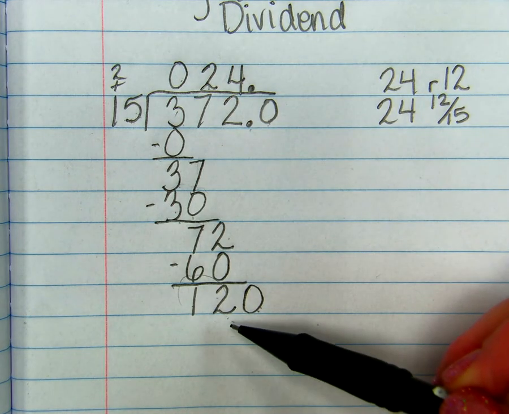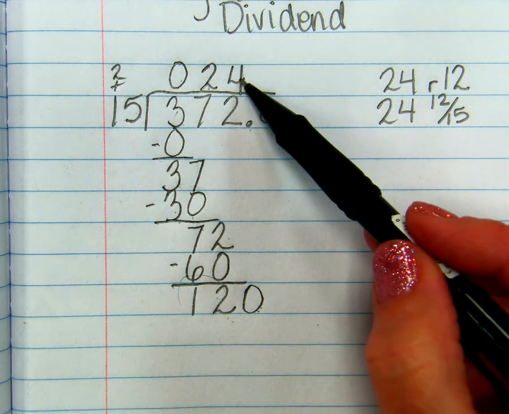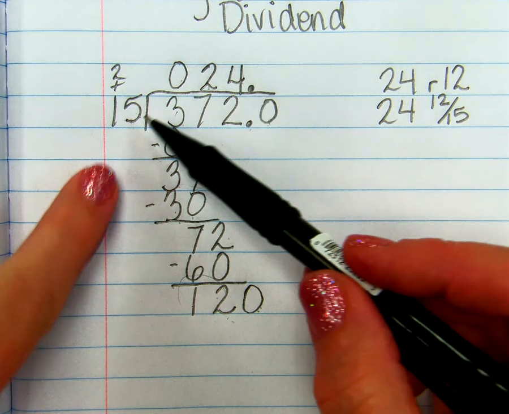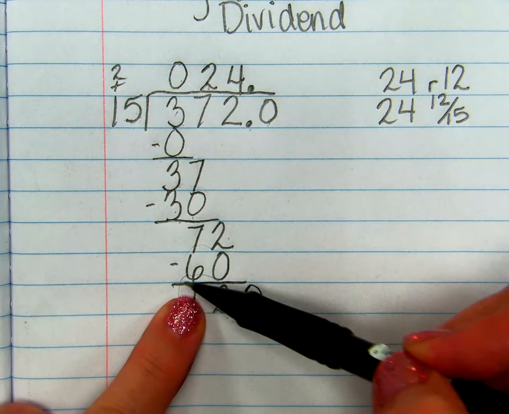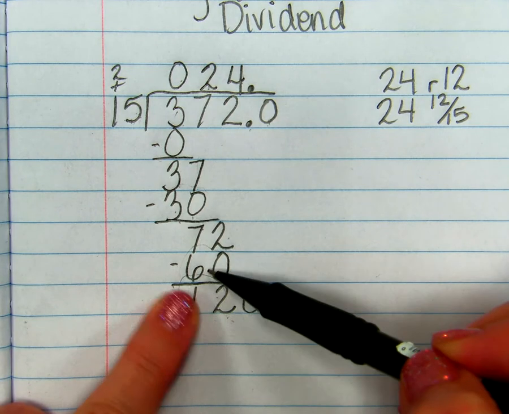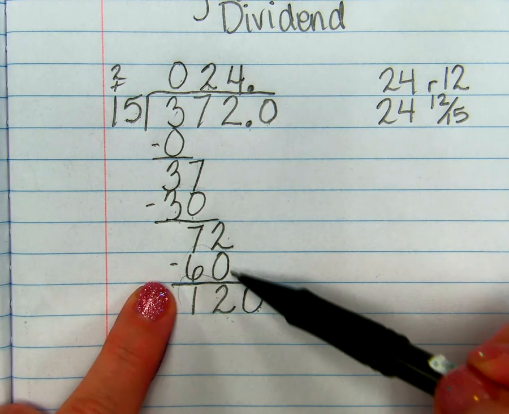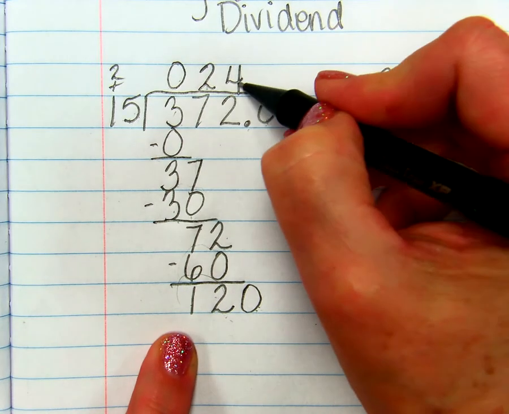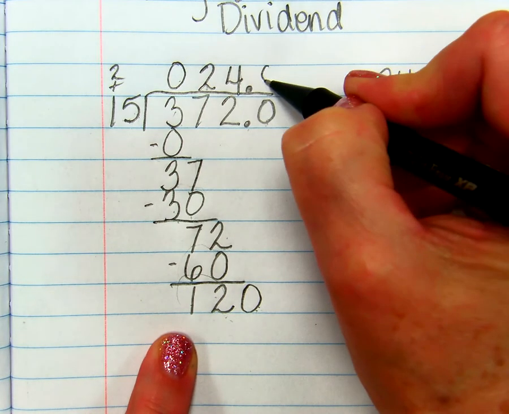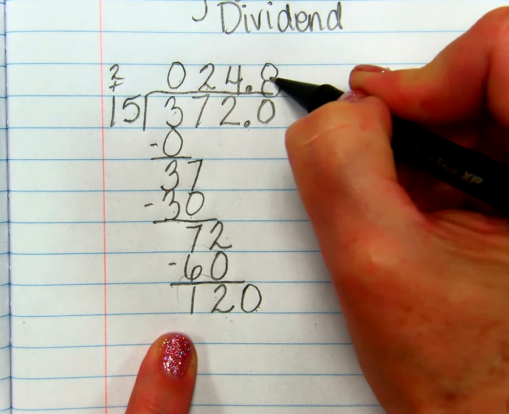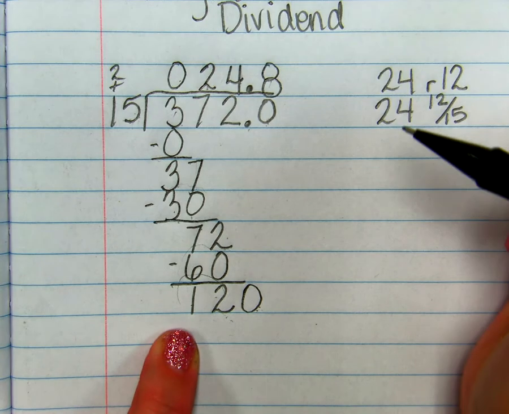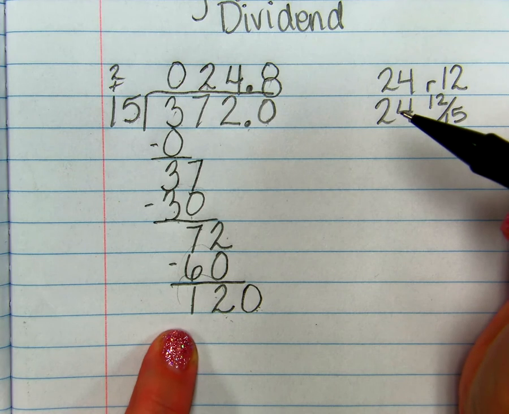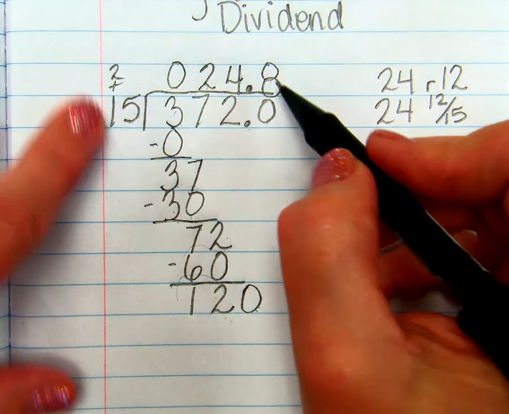Well, let's see. I know 4 sets of 15 is 60. And if I double 60, 60 and 60 is 120. So I'm going ahead and I'm going to double the quotient up here in the tenths place. I'm going to put an 8. Go ahead and put an 8 along with me. Got it? Good.